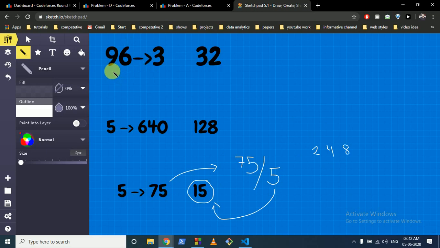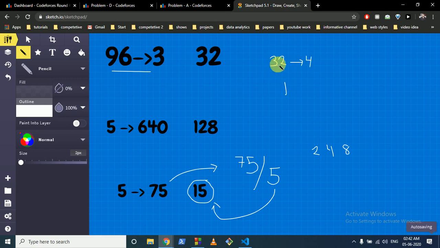Let's take this example: we divide 96 by 3 and the answer is 32. Now we check whether we can reach 32 with these numbers. Because we want the minimum number of steps, we first divide by 8, and keep dividing by 8 until we cannot divide any further. We check whether 32 is divisible by 8. Yes, so we divide it by 8, increment our count to 1 and make it 4.